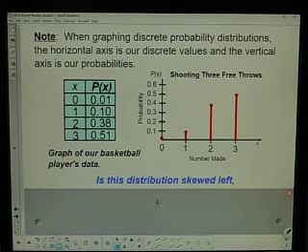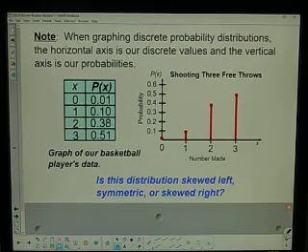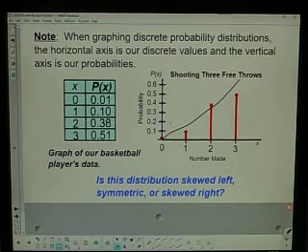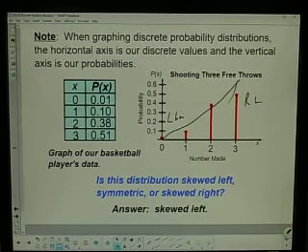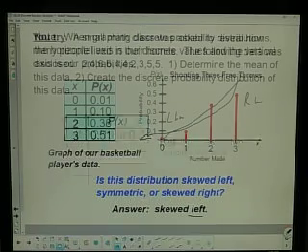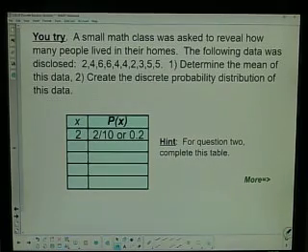Is this distribution skewed left, symmetric, or skewed right? It's skewed left. Remember, put your hand down. Okay, there's your left hand, and there's your right hand. All right, and it's all going down towards the left, so that's why we say it's skewing left. Try this problem on your own. Go ahead and pause the video, and I'll be back.